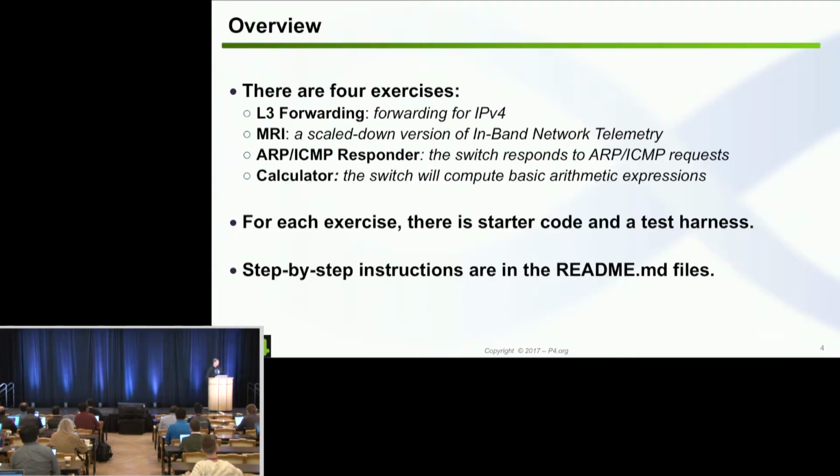Now, there's 4 exercises that we've given. One is L3 forwarding, which is just simple forwarding for IPv4. There's MRI, which is a scaled-down version of our in-band network telemetry. There's an ARP ICMP responder in which you implement a switch that's going to respond to ARP or ICMP requests, and then a calculator that executes basic arithmetic expressions and returns the result in a custom packet header.